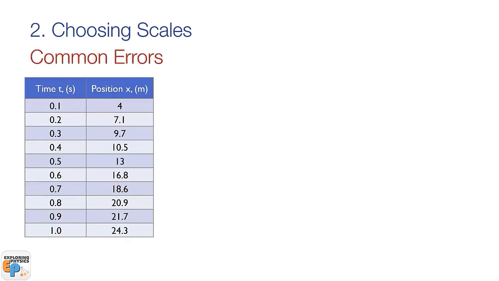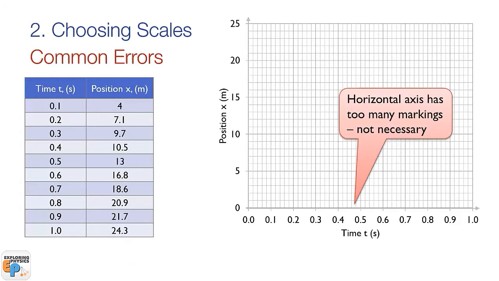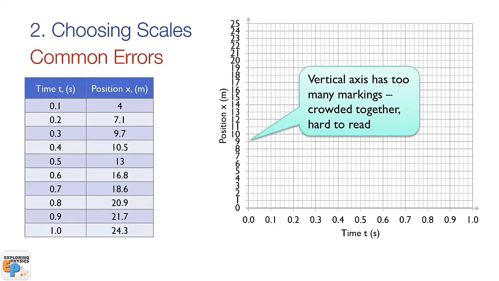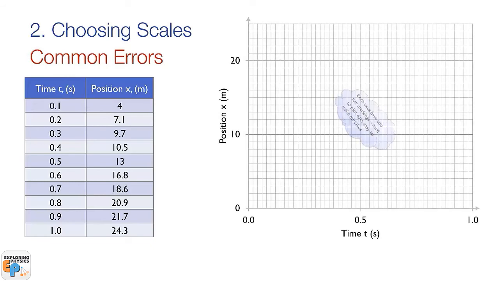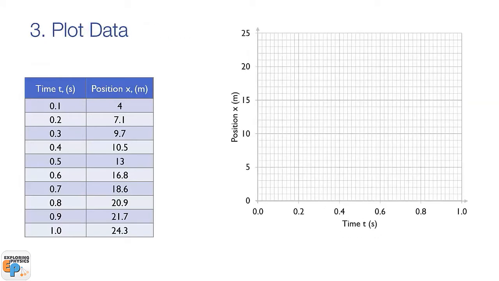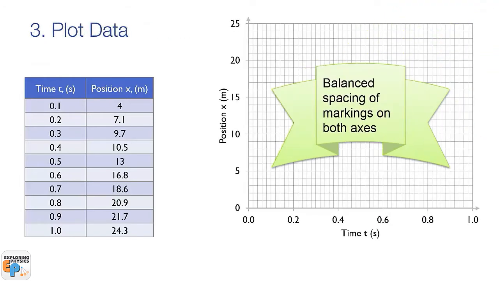Here are some of the common errors that are made in choosing scales. In this case, the horizontal axis has too many markings, which is not necessary. In this case, the vertical axis has too many markings, which makes it very crowded and hard to read. In this graph, both axes have too few markings. This would make it hard to plot data. Thus, balanced spacing of markings on both axes makes it easier to plot the data without making mistakes.